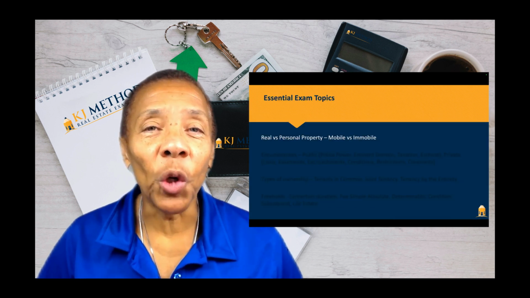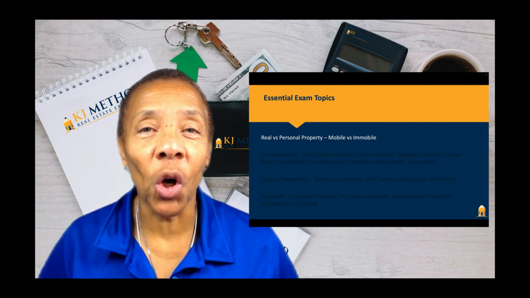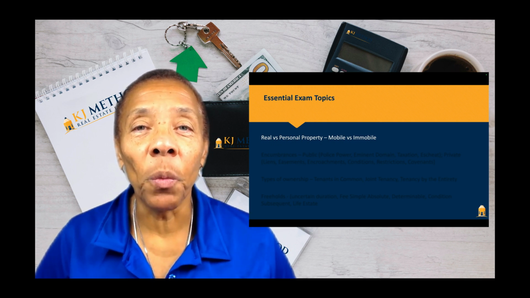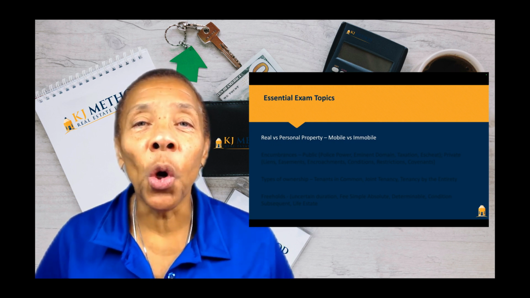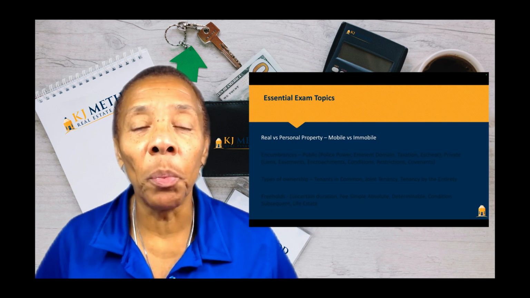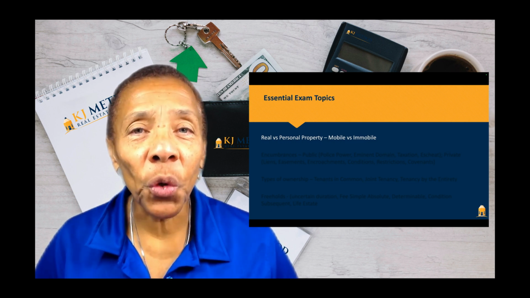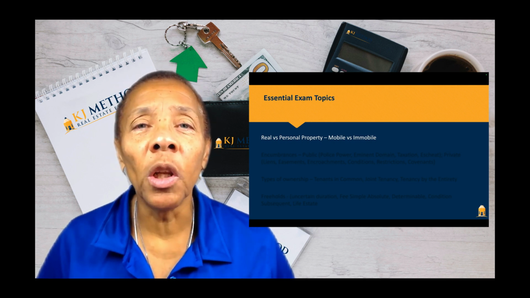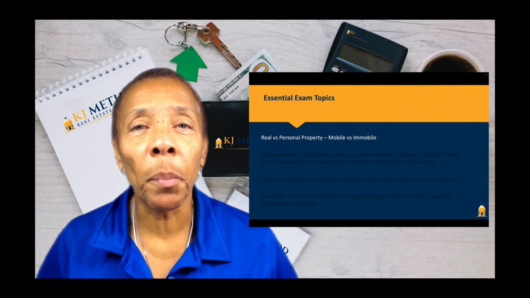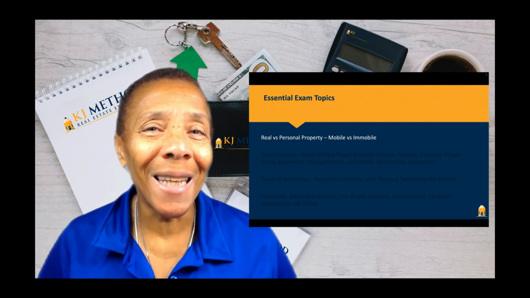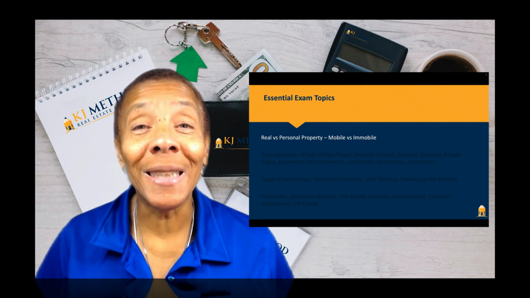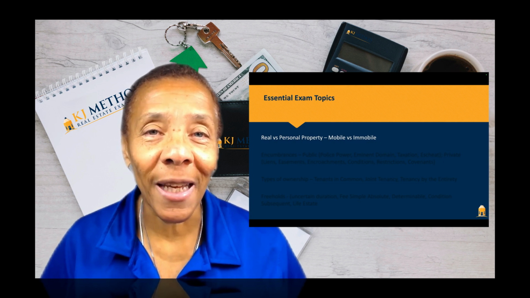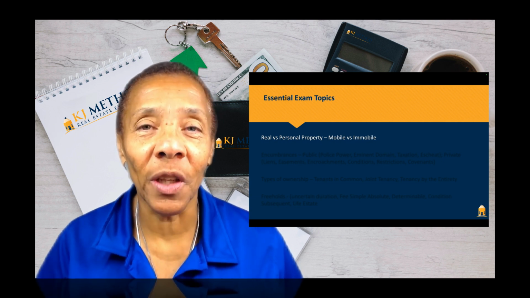All right, real versus personal property. This is where it all starts, at the very beginning. You need to know what the difference is between real and personal property. You know that the difference is mobility versus immobility, but we have all of these other terms talking about appurtenances, improvements, tenements. And so what we're looking for is real versus personal. And the biggest idea there is that if it is real property, the seller must leave the property there. If it is personal property, then the seller can take it with them on sale.